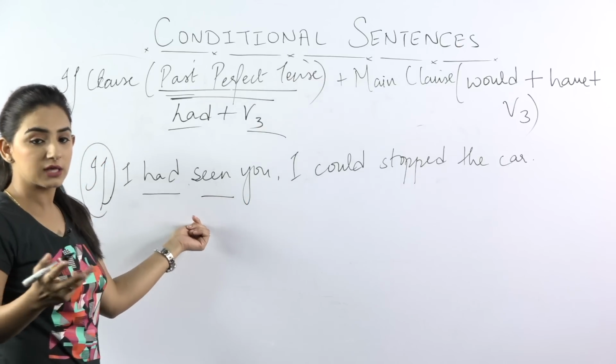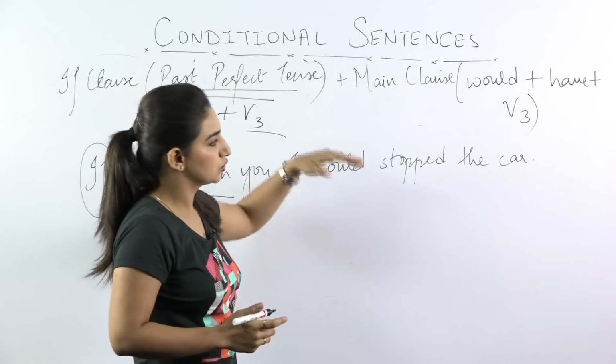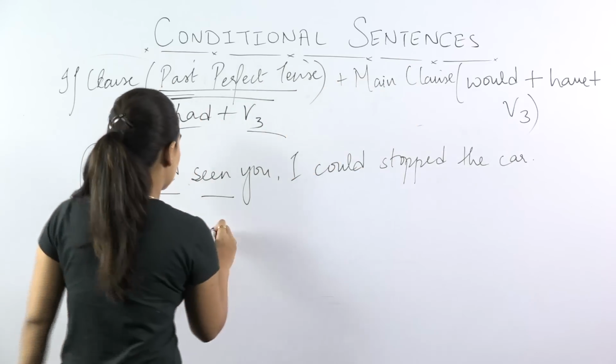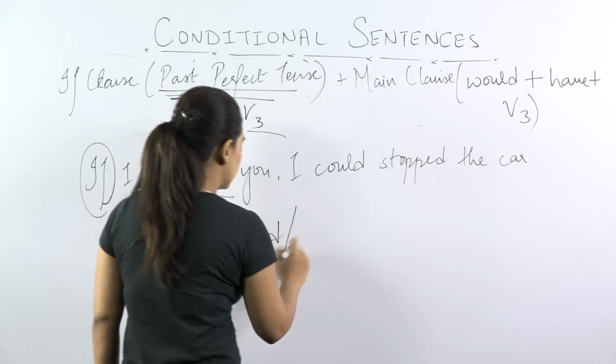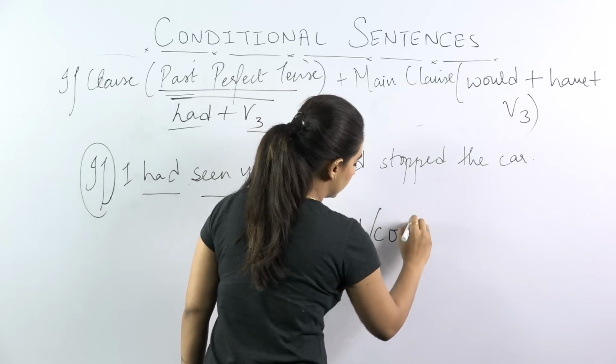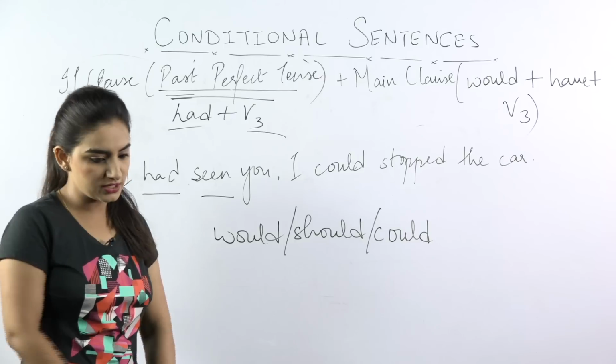See का third form क्या होता है? Seen. If I had seen you. Now the sentence should be in would plus have plus verb's third form. Again, would, should or could can be used. Could have, stop. Very good.